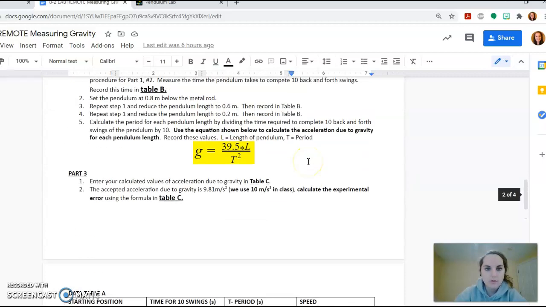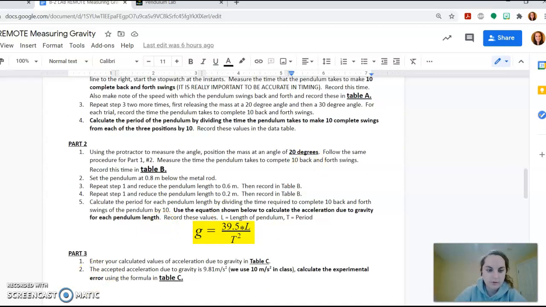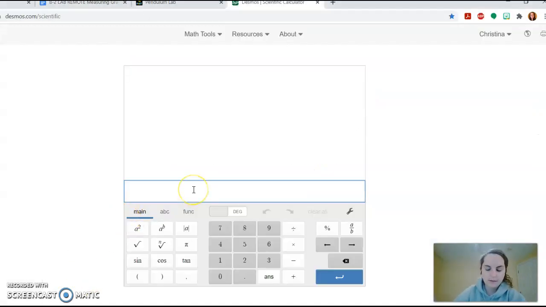So what I want you to do is go to your Desmos calculator. On this calculator, you're going to be typing in parentheses 39.5, or is it 35.9?